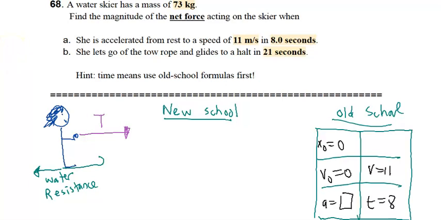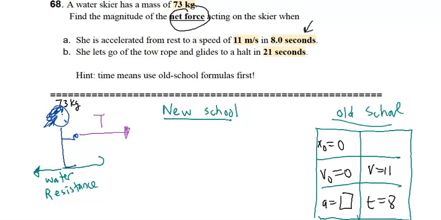Okay, a water skier has a mass of 73. That is her inertia. Find the magnitude of the net force acting on the skier when she's accelerated from rest to a speed of 11 meters per second in 8 seconds.